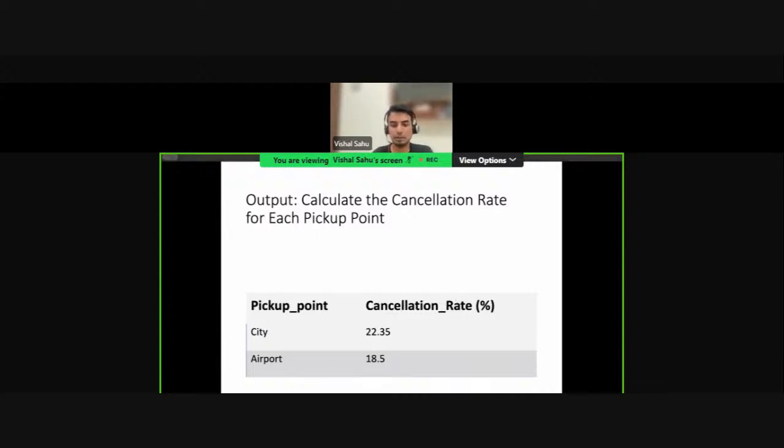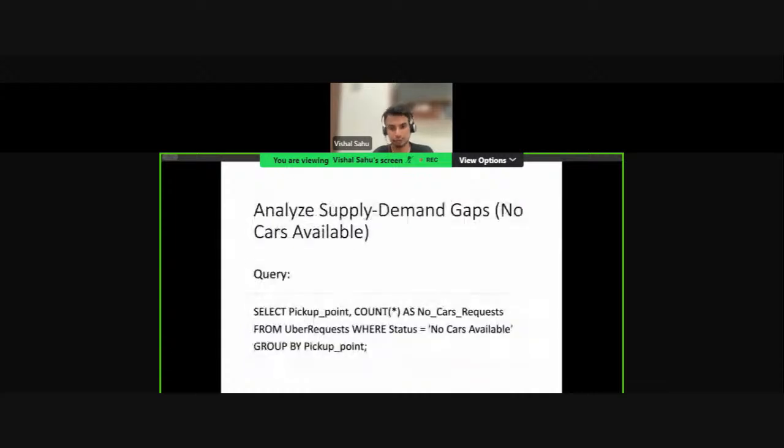Yes. So with that I'll move to the next slide. I have tried to analyze supply demand gaps, which I talked about in the beginning. I want to see how many rides we are able to get versus how many we are not able to complete. So I want to see the gaps. Hence, I have taken pickup point and the number of requests, and I have put a filter where I want to see all the status with no cars available. I want to see how many such requests there were.